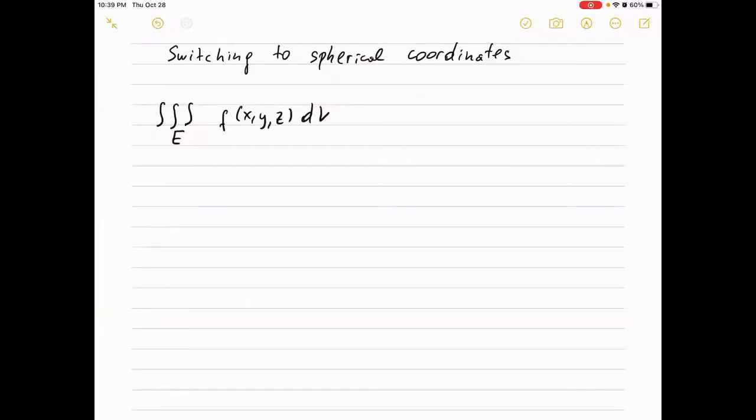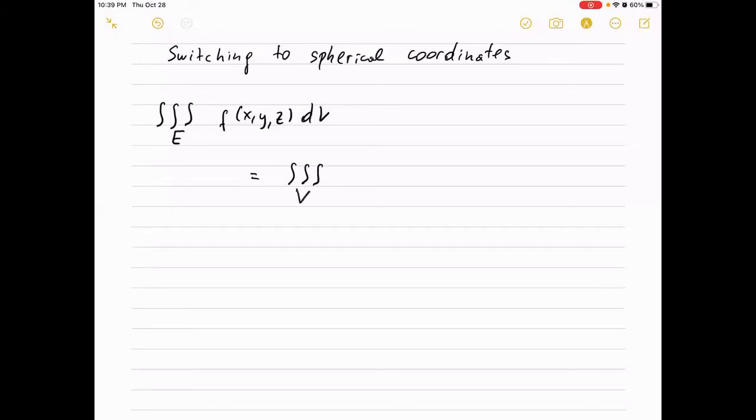Switching to spherical coordinates. Say we started with a triple integral over region E of f(x, y, z) dV. So we want to switch to spherical coordinates. We know how to switch to the polar or cylindrical coordinates. So that is going to be a triple integral essentially over the same region E, but now we switch everything into the polar or cylindrical coordinates.